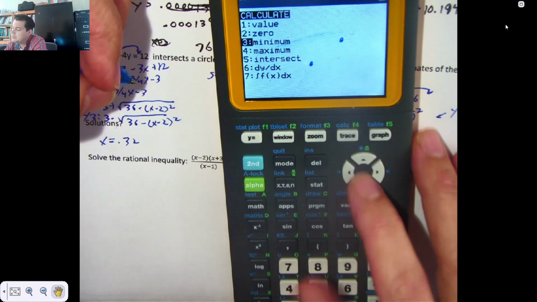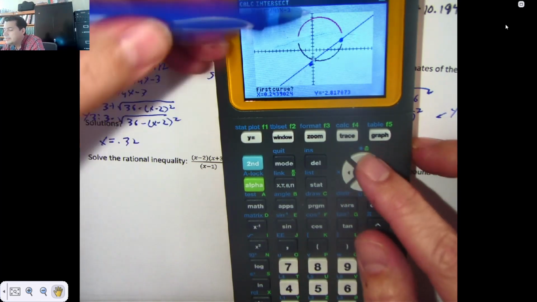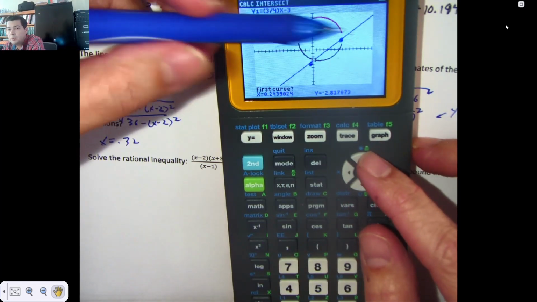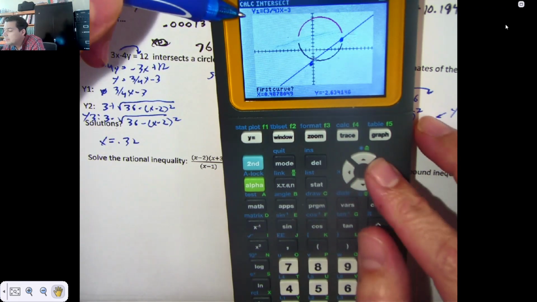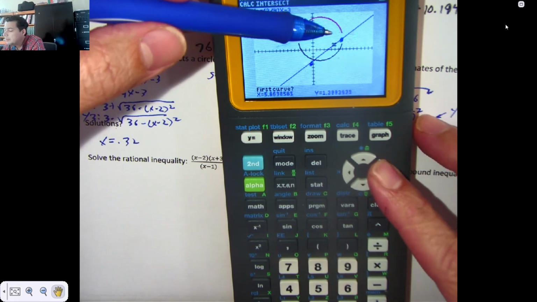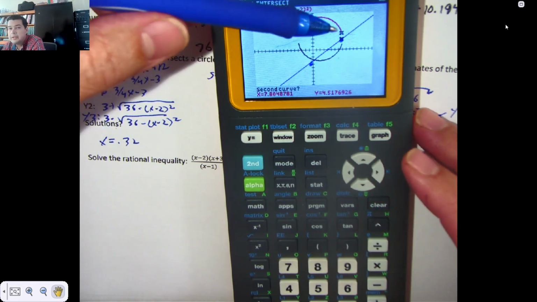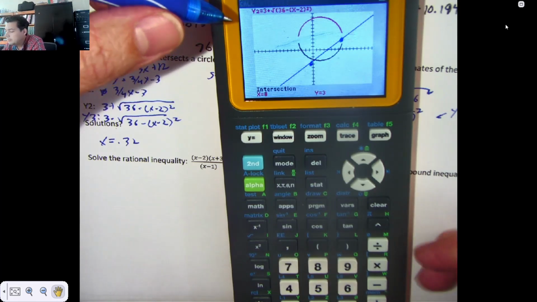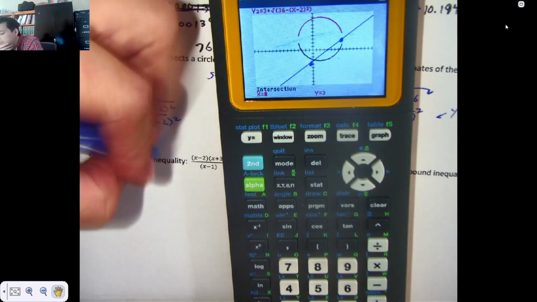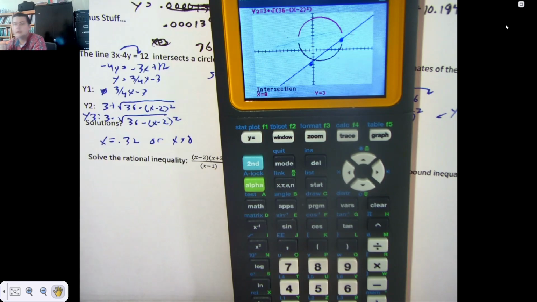Second trace 5, intersect again. This is going to be the intersection between the Y1 line and Y2, the top half of the circle. So I'm going to take my cursor, I'm going to get it over here. Press enter. The cursor automatically jumps to Y2. Enter, enter, enter. And the intersection's at 8. So that wasn't too bad.